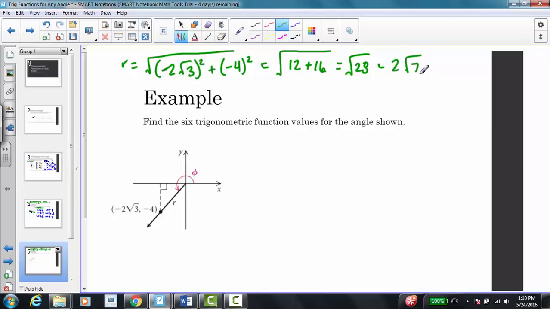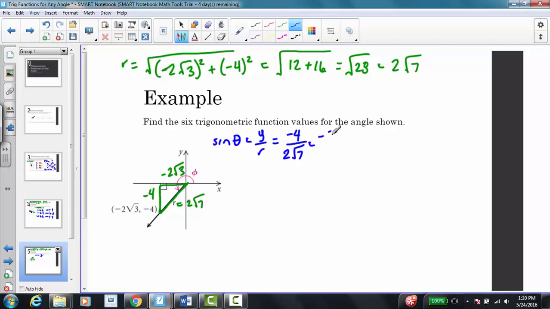All right, so now let's go ahead and make sure we have all the parts of my triangle labeled. The x distance is negative 2 root 3. My y distance is negative 4. And my r we said was 2 square root 7. So now that we have all of our values of our reference triangle, we can find the 6 trigonometric functions. Sine theta, again, y over r. Y is negative 4. R is 2 root 7.